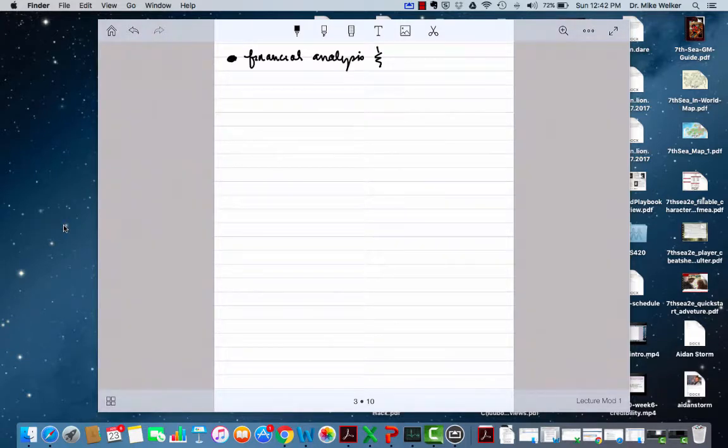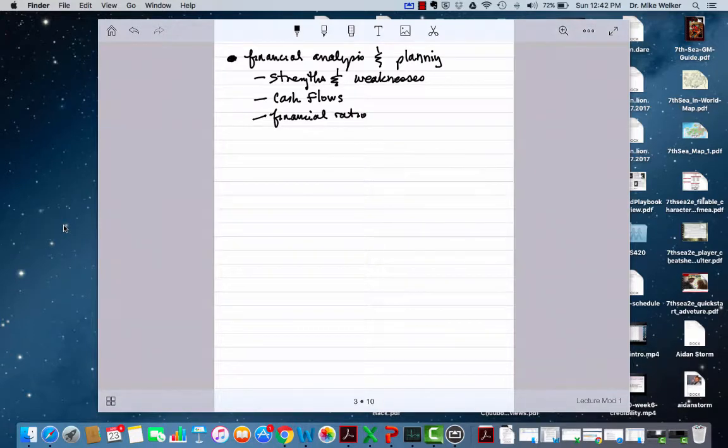Financial analysis and planning, the first major area we're going to look at, is to think about the firm by thinking about its strengths and weaknesses. That's the general idea behind the analysis work we're trying to do. The primary tool is the statement of cash flows. We want to look at cash flows. And we'll do financial ratio analysis, trying to figure out how those can be interpreted to tell us about the firm's strengths and weaknesses.